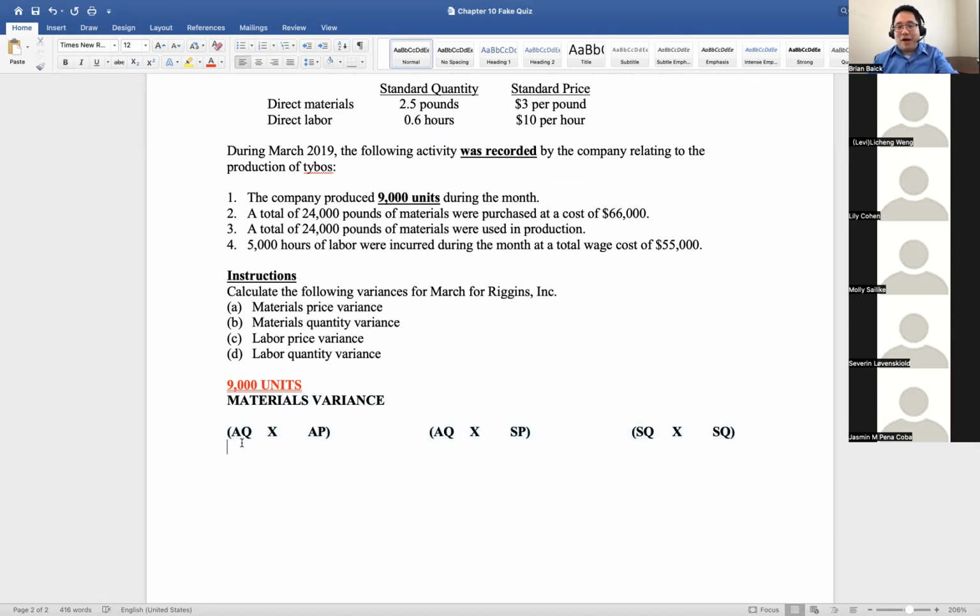The good news about problems like this is all the information is somewhere in here. We just have to figure out what information goes where. We're doing materials, right? How many pounds of materials did they actually use? It says here 24,000 pounds were actually used, right? Good, very good, Madison, 24,000.